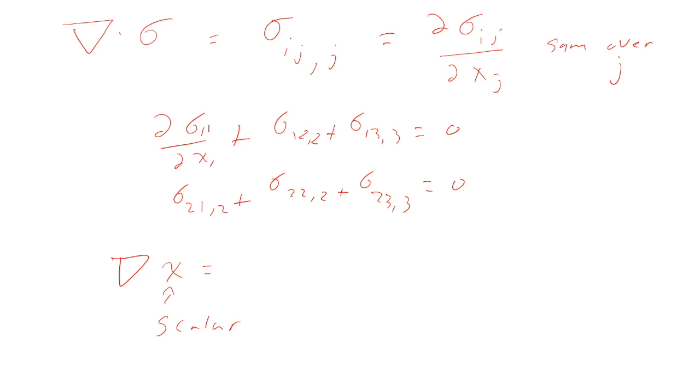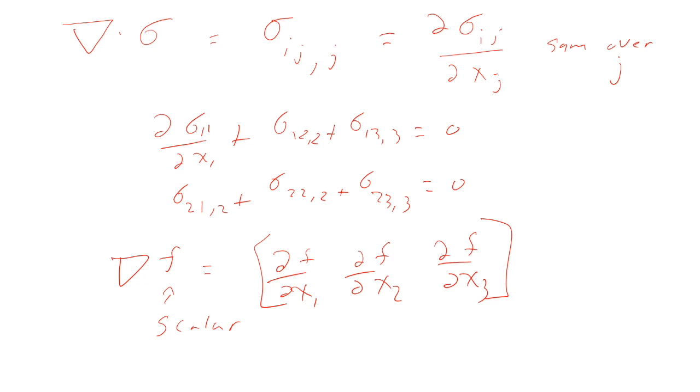And in indicial notation, that's going to be partial f partial x1, partial f partial x2, partial f partial x3, right? Just let me change this here to avoid confusion. That's the gradient. So what's the gradient of a vector field? It's going to be a second rank tensor, right?